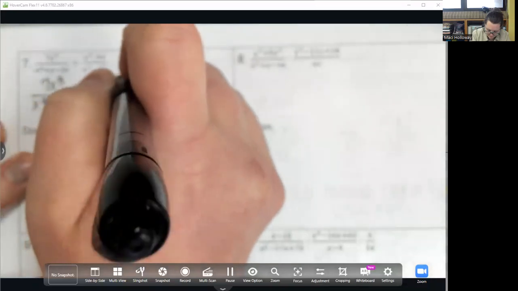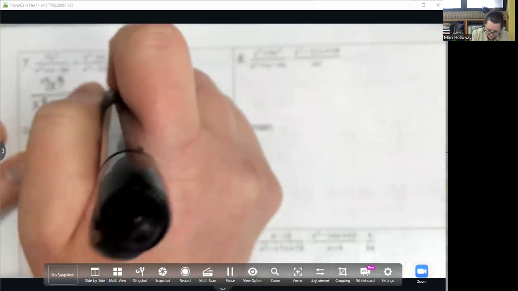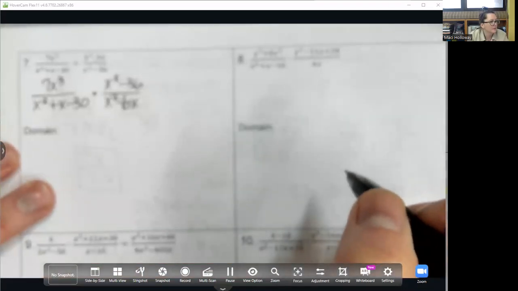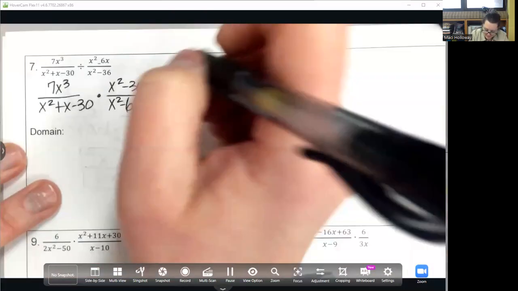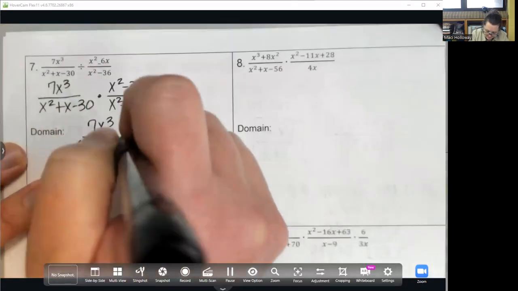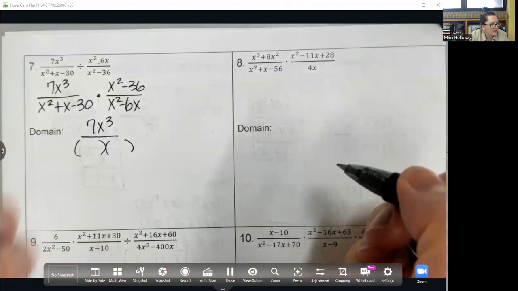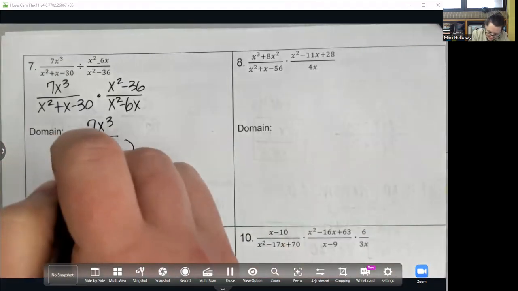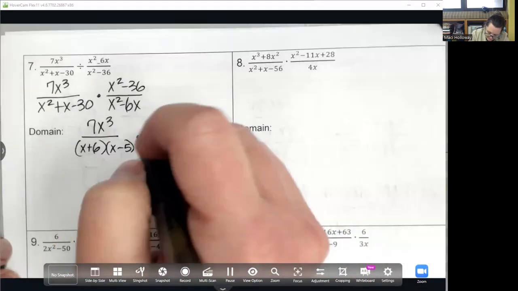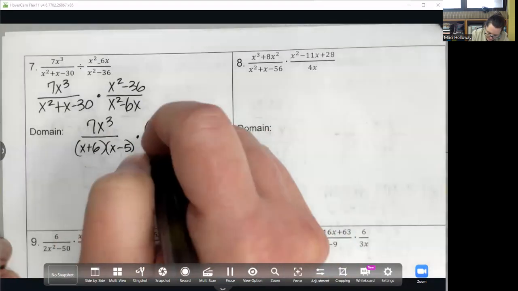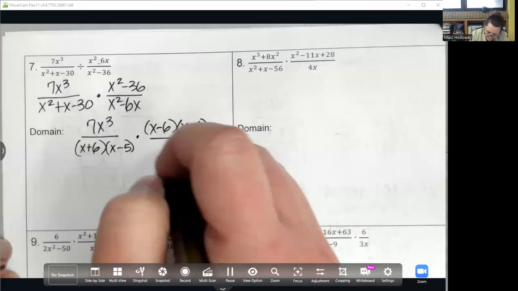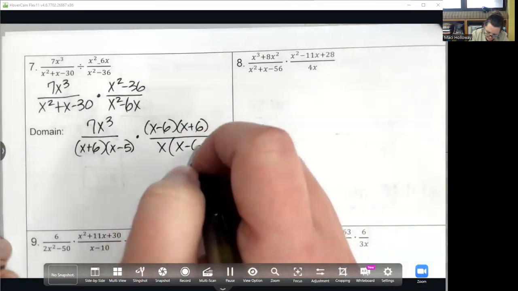So I have x squared minus 36 over x squared minus 6x. That's a funny minus there, but I'm pretty sure it's a minus. So we have 7x cubed over what multiplies to get -30 and adds to get 1. That's going to be a +6 and a -5. Here is a difference of 2 squares. So we have x minus 6, x plus 6. And then we can take out an x here and have x minus 6.